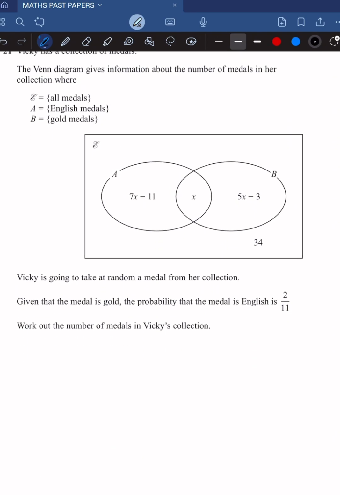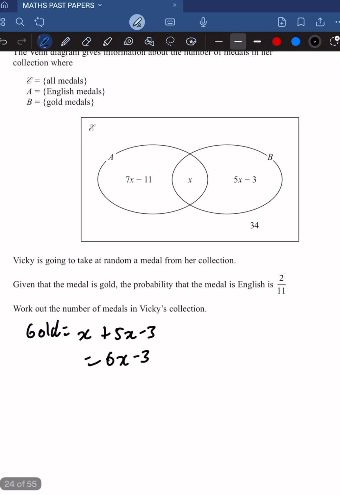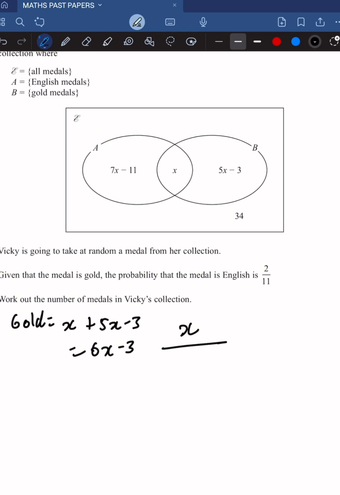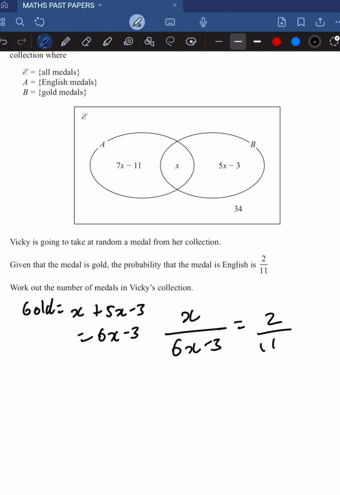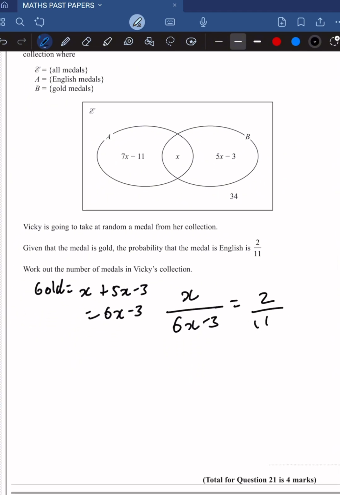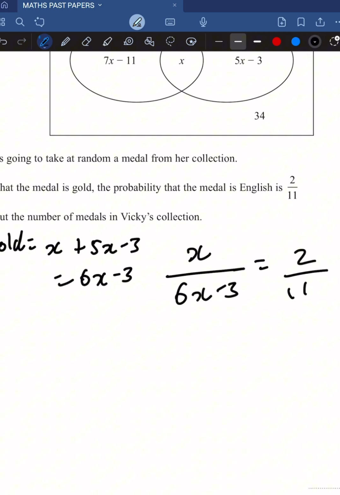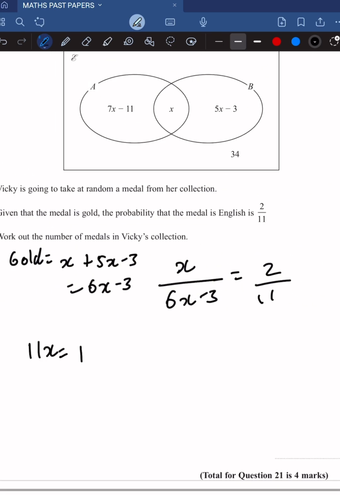Now I know that the total gold medals is x plus 5x minus 3, 6x minus 3. And I know that x over 6x minus 3, because this is going to be our gold, which is also English, and that's going to be x. So x over the total is going to be 2 over 11. And now we can just work out what x is, and then of course add it all up. So let's just cross multiply. So 11x is 12x minus 6. x equals 6.